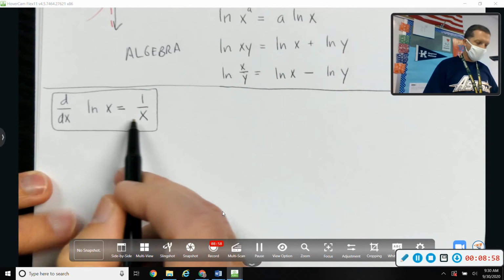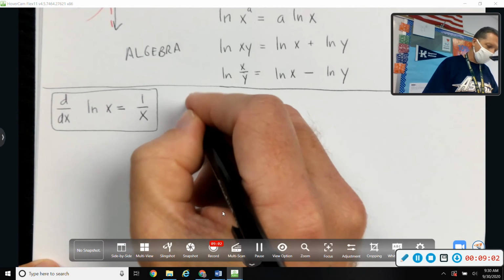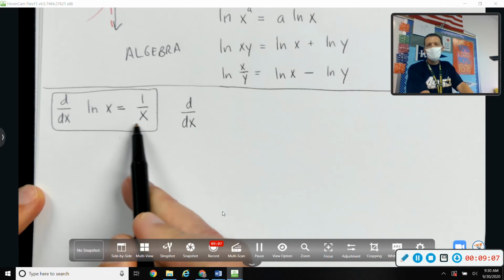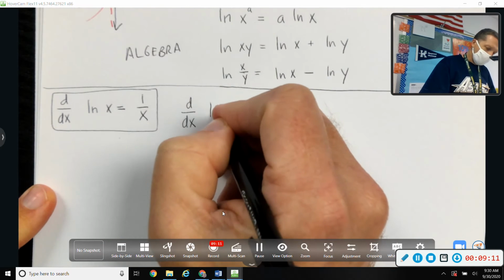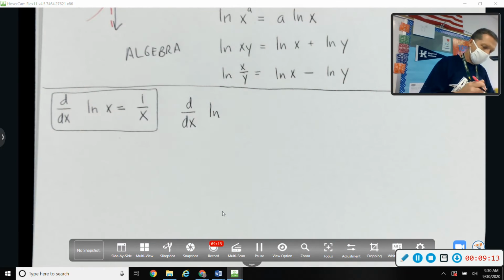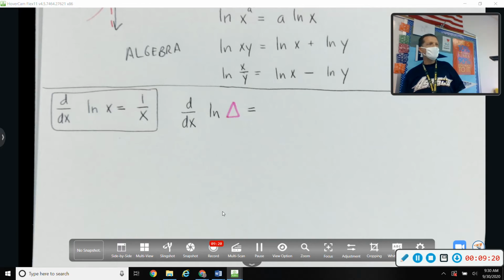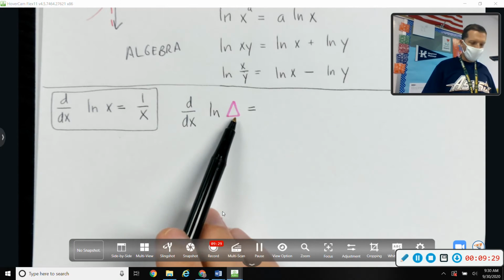Now, that's good news and all, but usually we're taking the natural log of something else rather than x. Otherwise, this homework would be like one problem. Here's your homework problem and you're done. We're going to take the natural log of all kinds of stuff. So let's see how we would take the derivative of the natural log of a pink triangle. You're looking at me like, what pink triangle? Where'd that come from? You don't need a pink highlighter to do this. You could just put a triangle there.